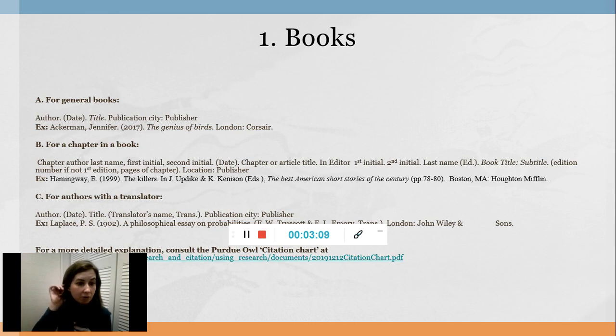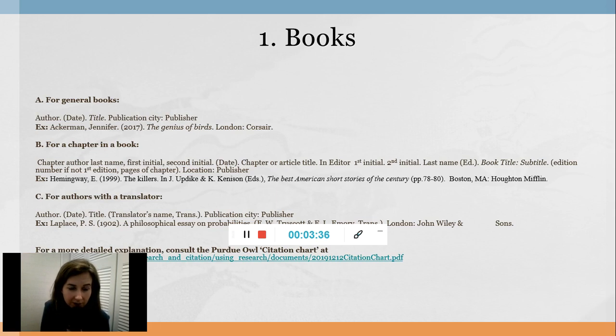Okay, so if we're just going to take a chapter in a book, we're going to have the author's last name. So last name in English means their family name. Like my family name's Cahill. Korean common names are Kim or Park. That is the last name. So in Western countries, obviously that comes last.